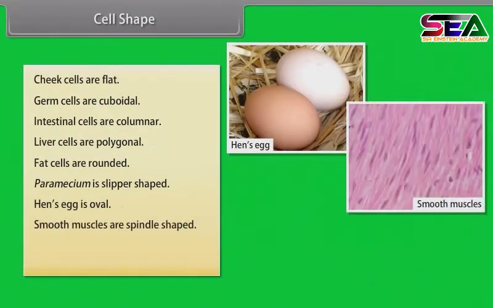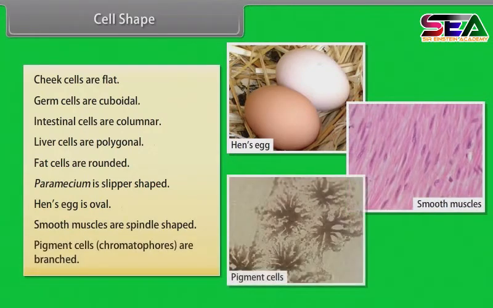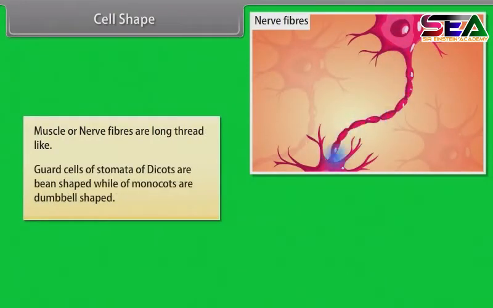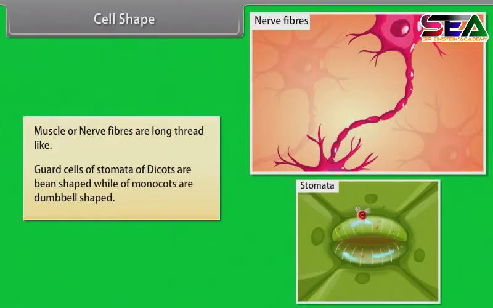Smooth muscles are spindle-shaped. Pigment cells, that is, chromatophores, are branched. Muscles or nerve fibers are long thread-like. Guard cells of stomata of dicots are bean-shaped, while of monocots are dumbbell-shaped.